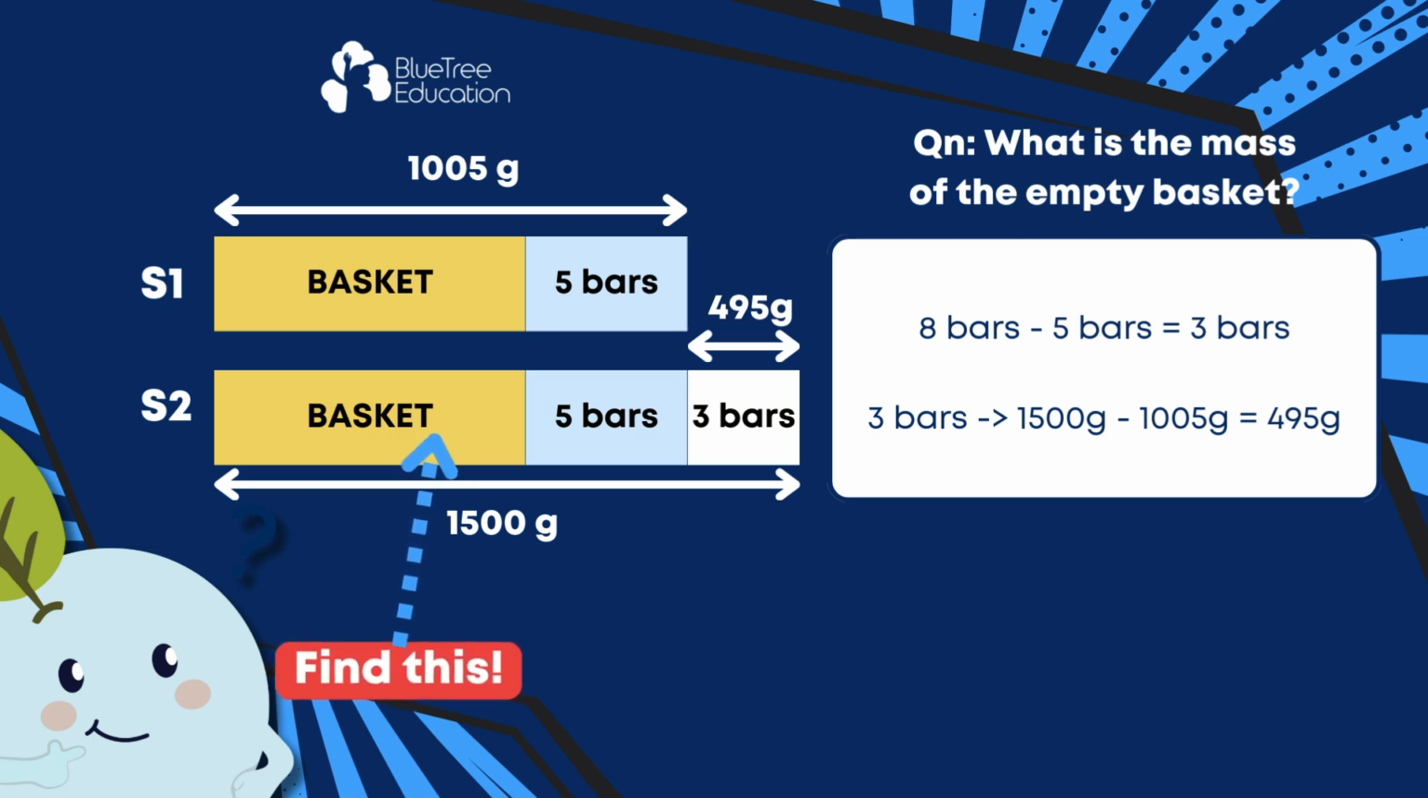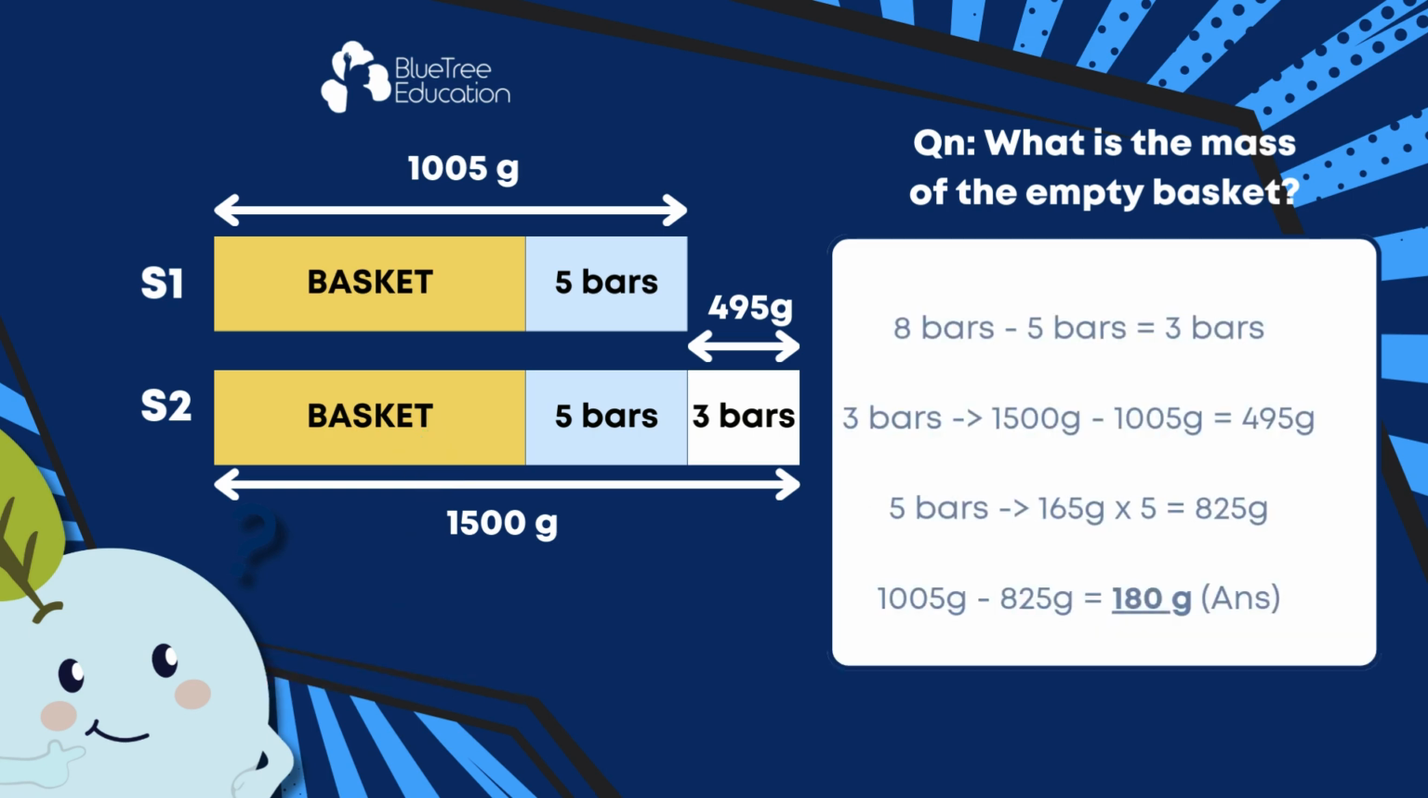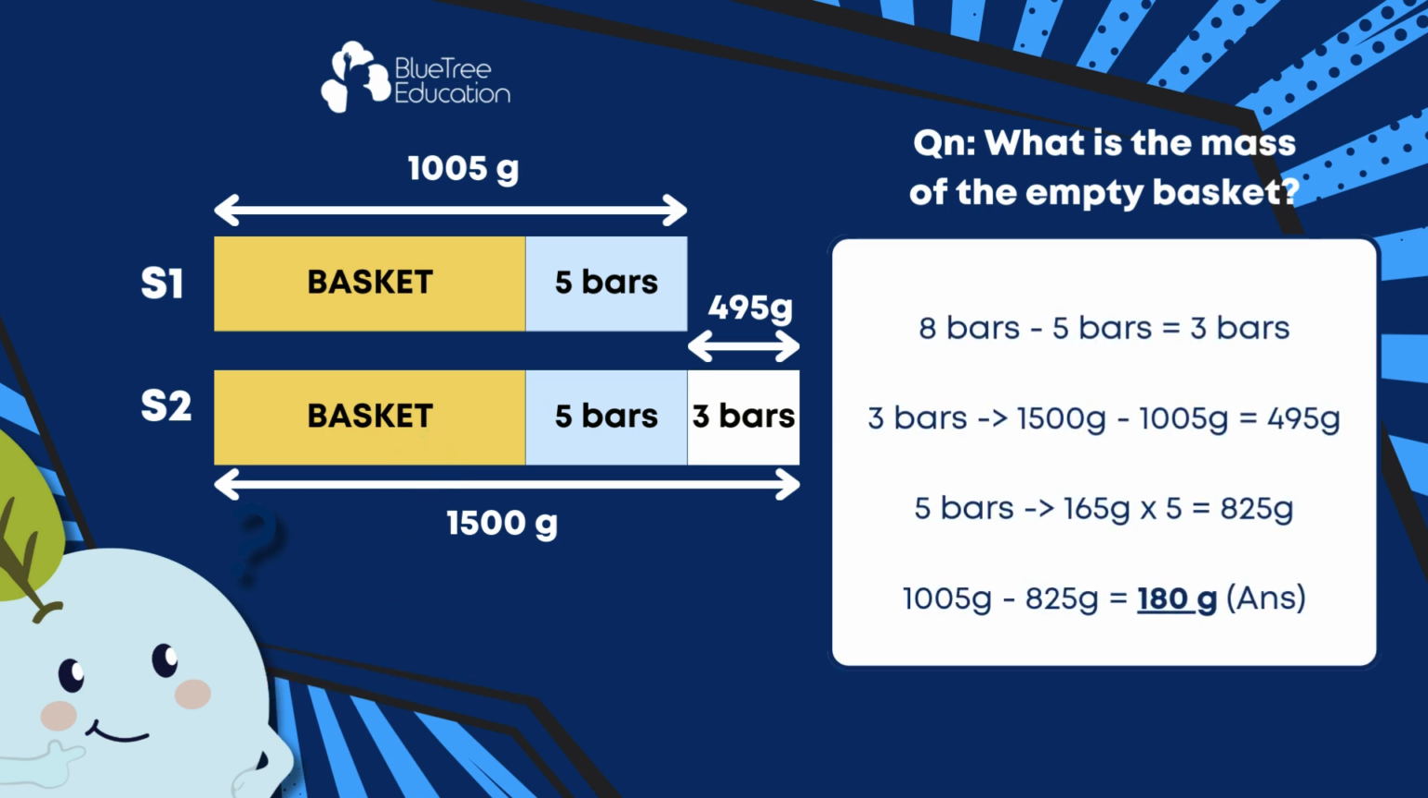So there's actually 2 ways to solve this question. You can find the mass of 5 bars of soap from sentence 1, which is 165 grams times 5, and you get 825 grams. After finding the mass of these 5 bars of soap, you just have to take the total mass, which is 1005, minus away 825, and that will give you the mass of the basket, which is 180 grams. Similarly, you can also find the mass of 8 bars of soap for sentence 2, and you take the total mass, 1500, you minus away the mass of the 8 bars of soap, you will get the same answer as what you have found out, which is 180 grams for the empty basket.